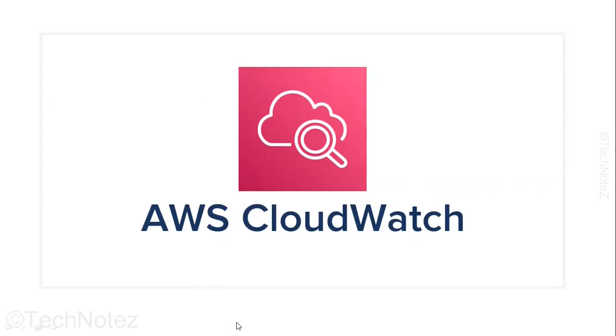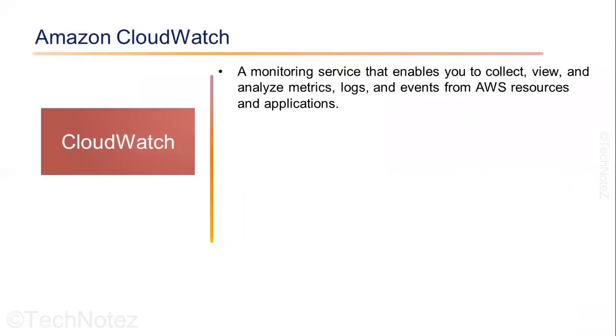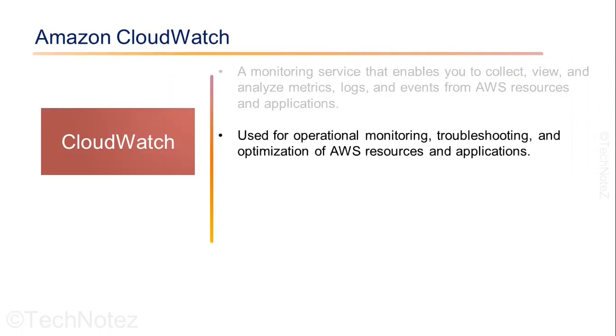Next, let's talk about AWS CloudWatch. AWS CloudWatch is a monitoring and logging service offered by AWS that provides real-time and historical insight into the performance and health of your AWS resources, applications, and services. It collects and processes log files, metrics, and events to provide you with a unified view of your AWS environments and enables you to set alarms and automate actions based on the metrics and events. It can be used for operational monitoring, troubleshooting, and optimization of AWS resources and applications.